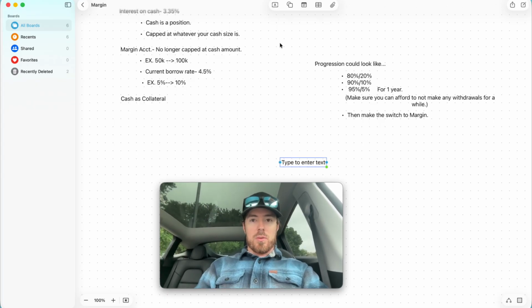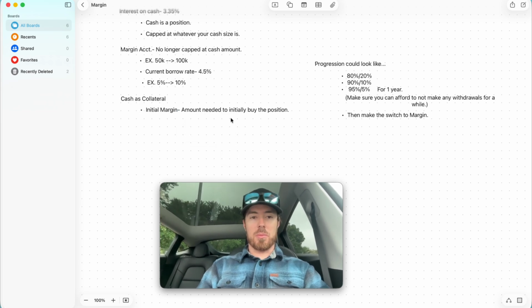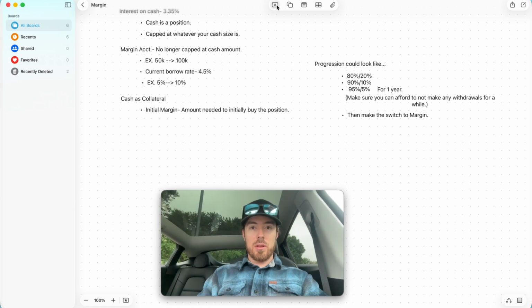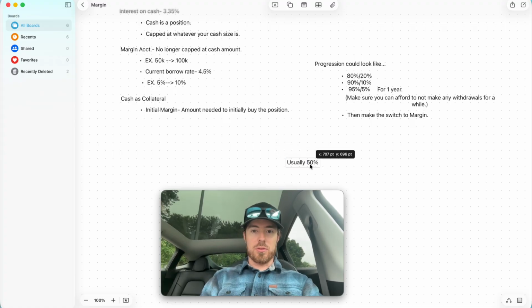initial margin. So initial margin is the amount needed to initially buy a position. So let's say at this point you've gotten this far and you've made the switch to margin. Now your cash is working as collateral. You're not going to have to withdraw any of those funds. Now you have what is called initial margin. This is the amount that is needed to buy the position. You won't really need to know a lot about this other than the fact that it is usually 50%.